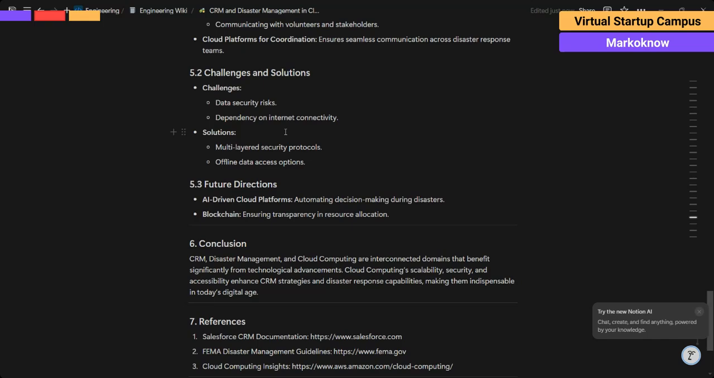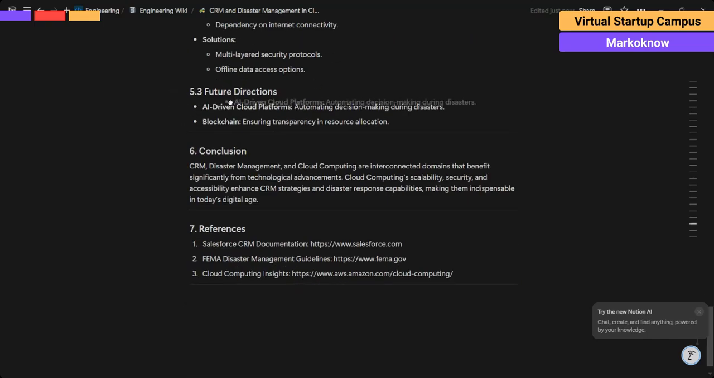Okay. And solutions: multi-layered security protocols, like using subnetting methods. Most of the subnetting methods work like the OSI model, and offline data access options as well. So the future directions: AI-driven cloud platforms, where AI will manage and we can secure through blockchain, for all the transparency and on that basis.